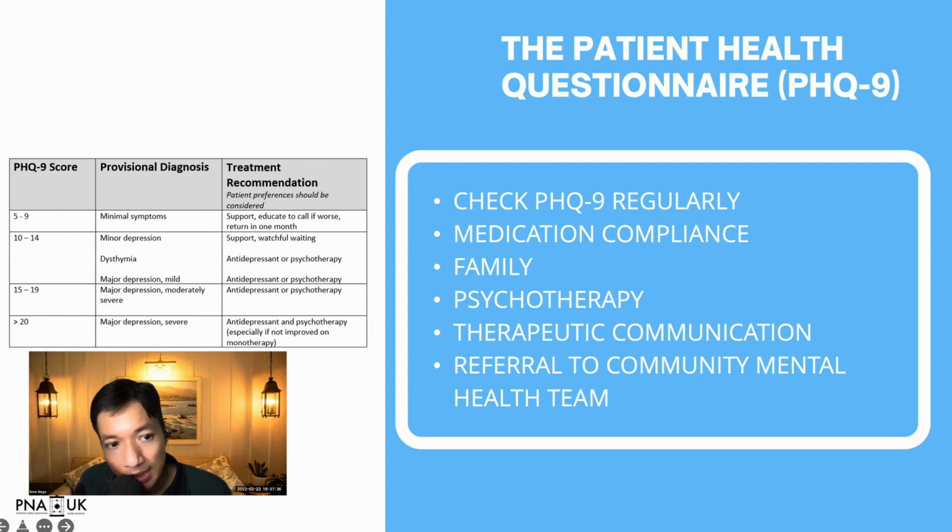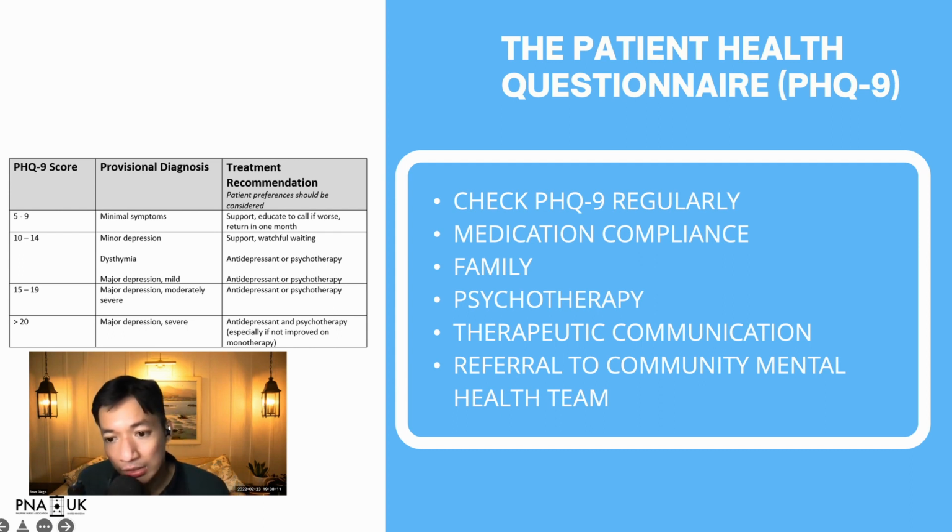15 to 19 is major depression, or moderately severe. The treatment recommendation is antidepressant or psychotherapy. If the patient scored more than 20, that is major depression, and the treatment recommendation is antidepressant and psychotherapy, especially if not improved on monotherapy.